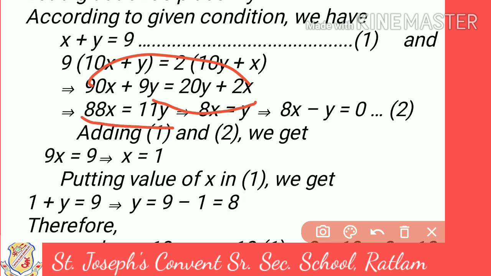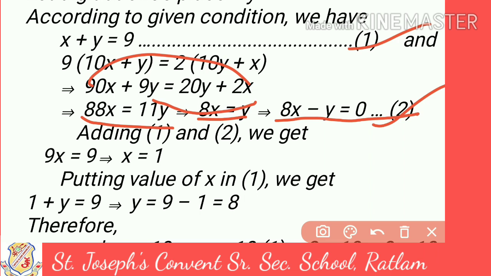So your final value, you are going to get 88x is equal to 11y. So 88 divided by 11 is going to give us 8x is equal to y. Or writing it in the standard form, 8x minus y will be equal to 0. Let it be equation number 2. Now equation number 1 and equation number 2, of course we have to solve in order to get the values of x and y. That's what we are trying to do.